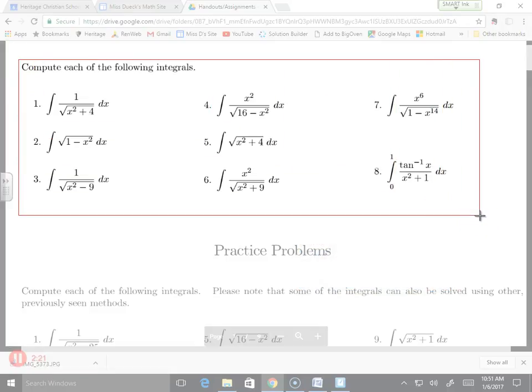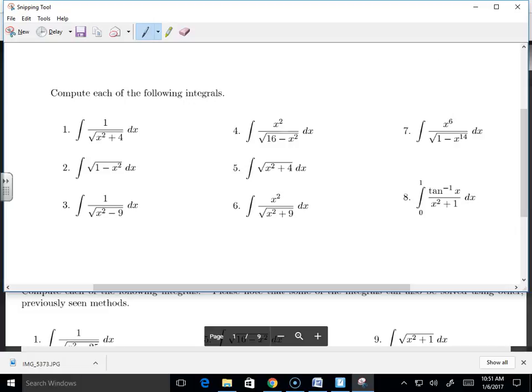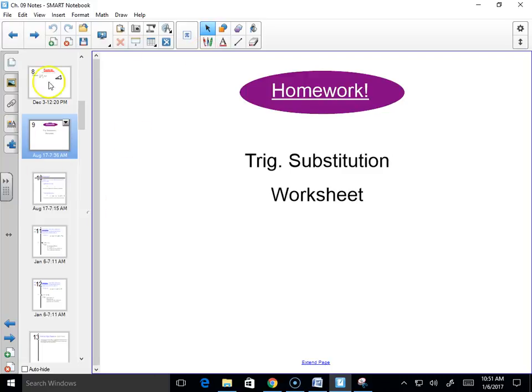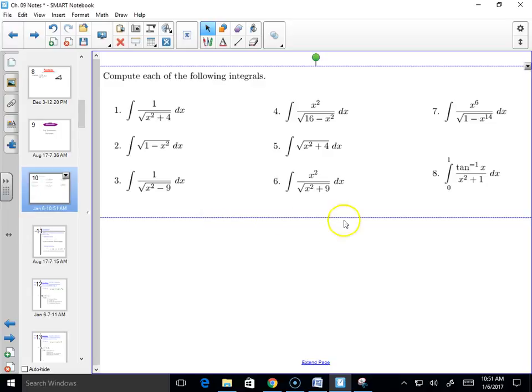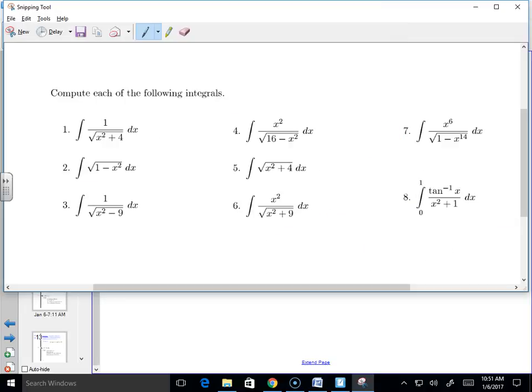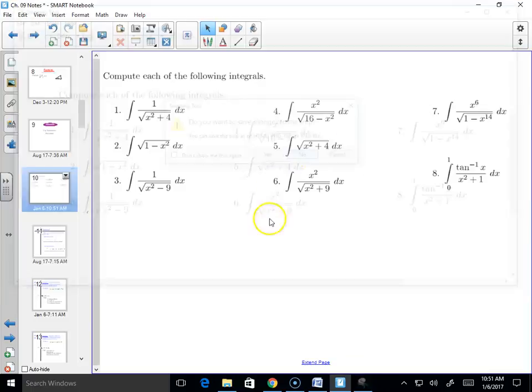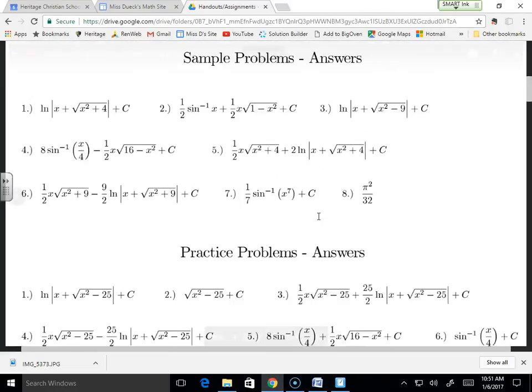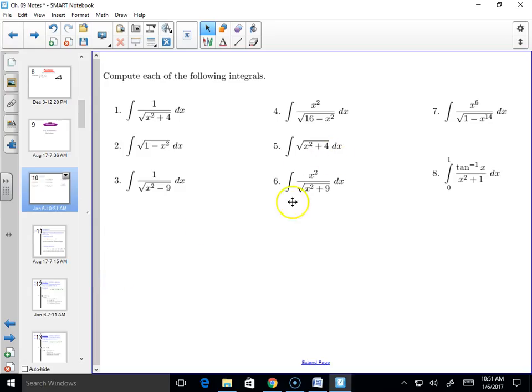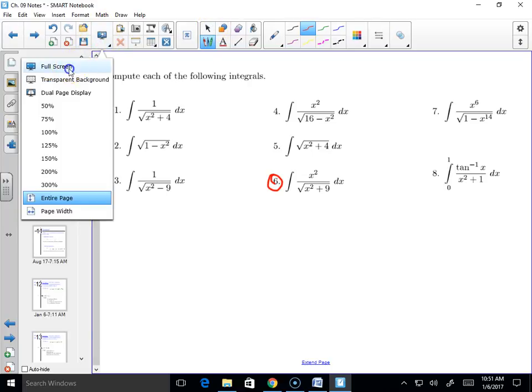Does anybody else want to see anything? We could do one, but if you're good, we'll just keep going. I'm going to keep this open just so we can check the answer when we're done. Okay. So then checking out number 6. All right, kiddos, how would you think about going about number 6?